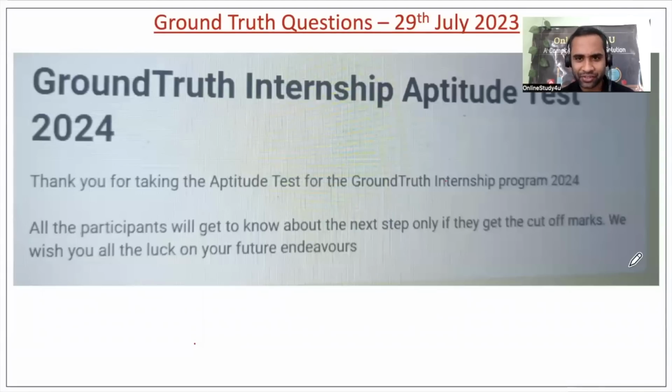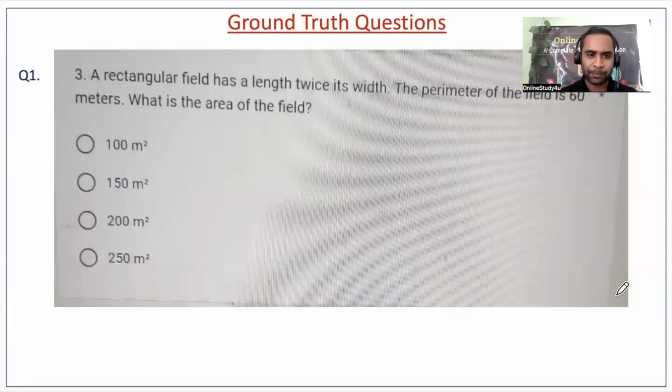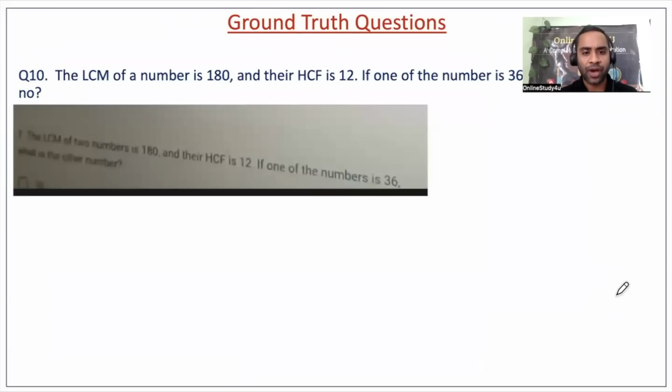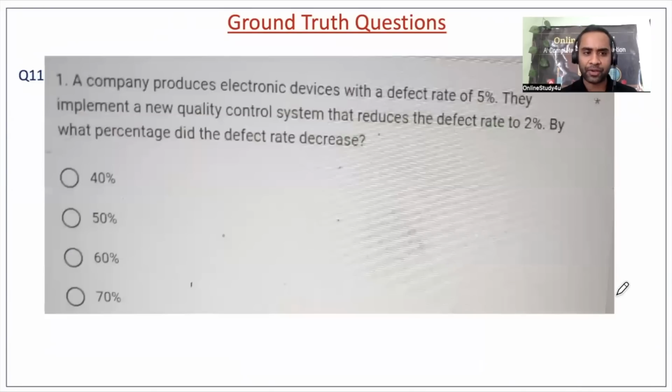Friends, this is Pratik Srivastava here, and in today's video, we are going to solve the Ground Truth questions which were asked today, that means 29th of July 2023, and we are going to solve the complete paper which was asked in today's examination. So I request all of you to watch the video till the end.